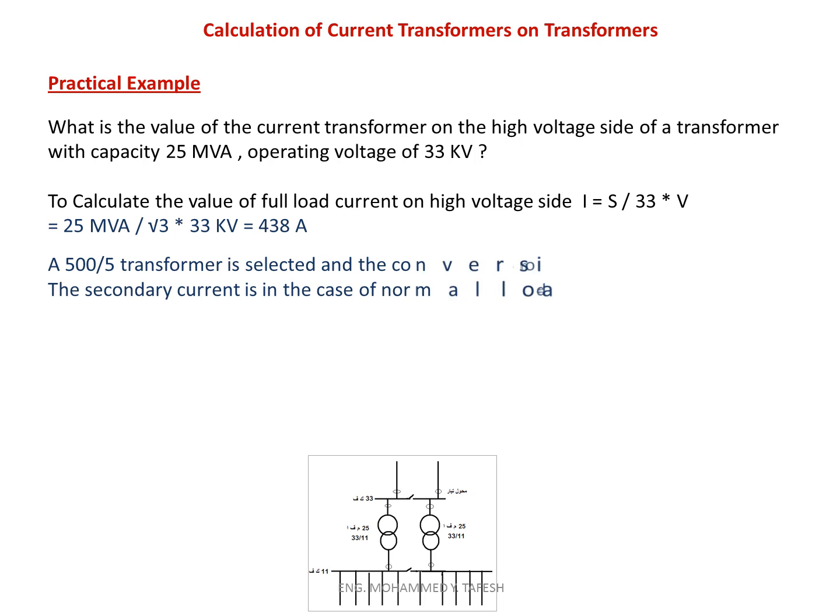So the current transformer which is needed here is 500 to 5. And the conversion ratio is 100. And the secondary current, in the case of normal load, equals 4.38 ampere.